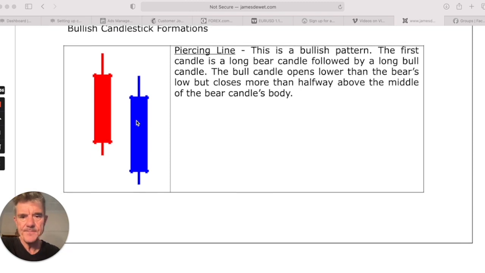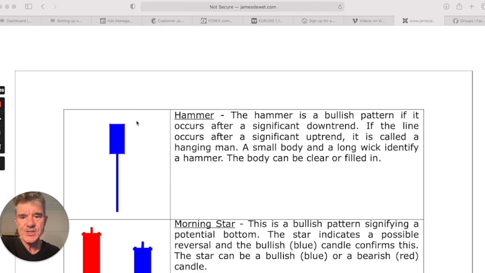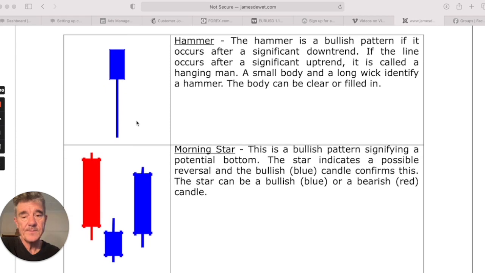I hope that's clear. Right, the next one. Well, they call it a hammer. I call it a spike low. This is a really good one. And these are patterns that you can look out for with an eagle eye, because they're really quite reliable and important.